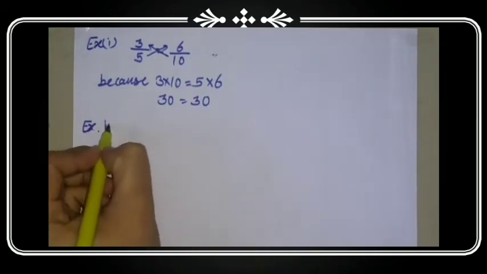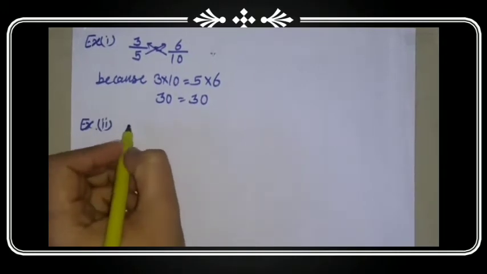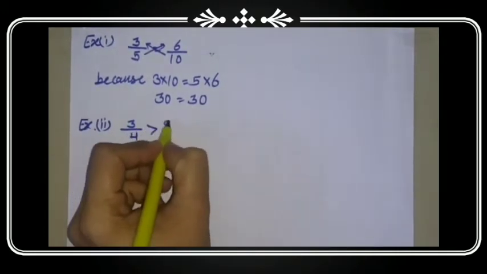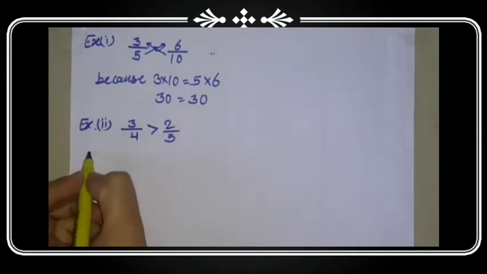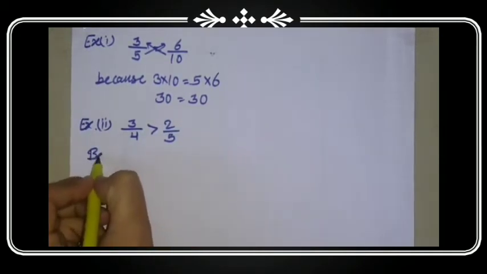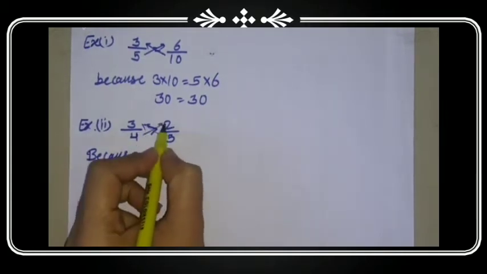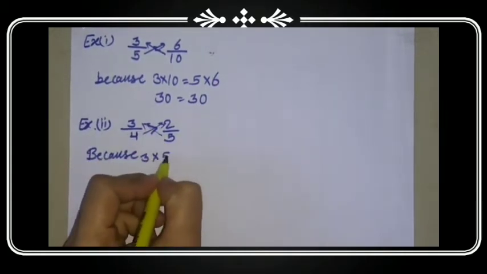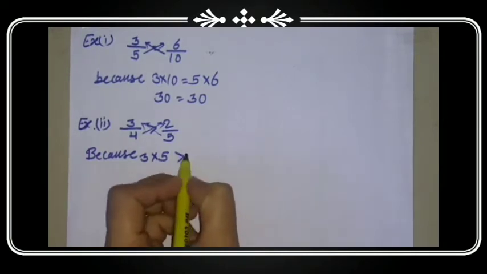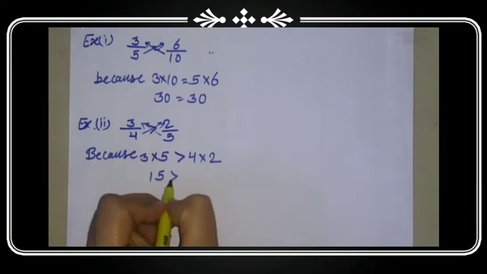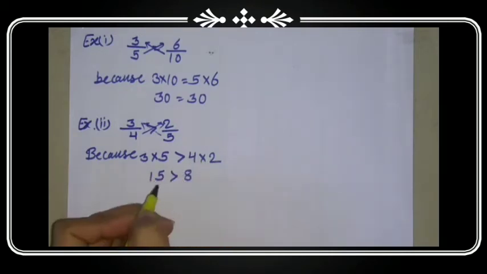Example of the second relation: 3 by 4 is greater than 2 by 5, because by cross multiplication, 3 into 5 is greater than 4 into 2; 3 fives are 15, which is greater than 4 twos are 8.